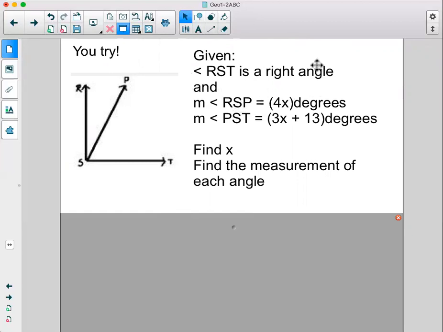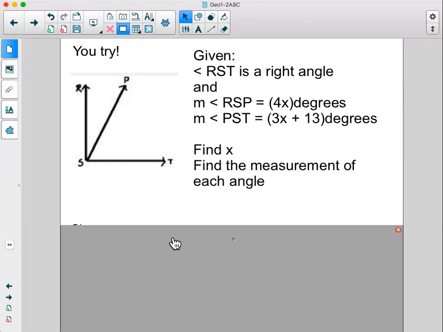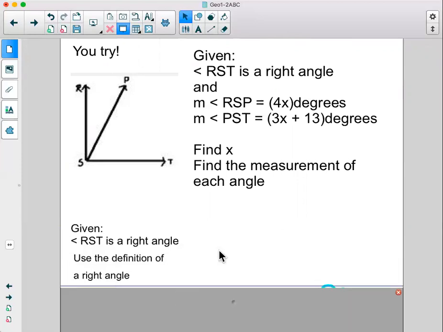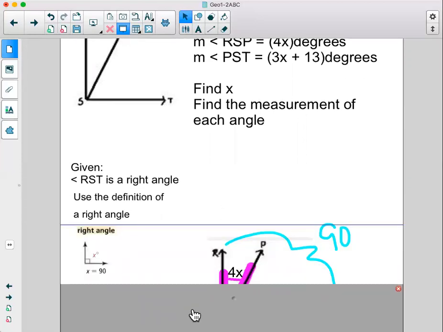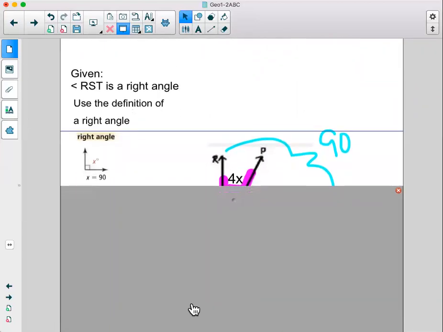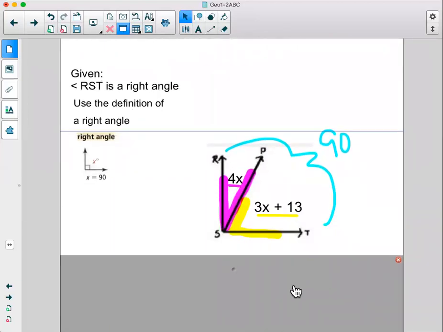Now, the key to this problem is we're told it's a right angle. So the first thing we have to do is use the definition of a right angle, which is an angle that is 90 degrees. And we're given an algebraic expression for this angle and a different algebraic expression for this angle. And we know that the whole angle is 90 because of our definition of what a right angle is. And we can use the angle addition postulate because there's no gap between these two angles and there's no overlap. So part plus part equals the whole.